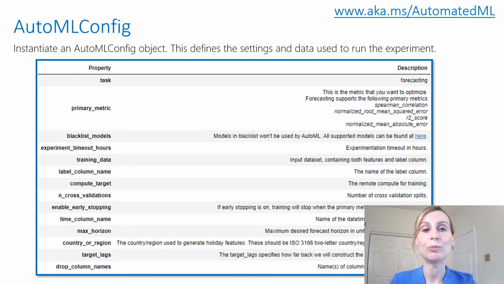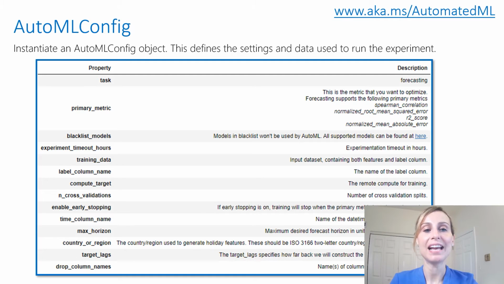Then you have multiple primary metrics that you can select. This is the metric that you want to optimize. In terms of blacklist models, there are many different models that of course you don't want to run because you know that they are not very good with your specific data science scenarios, so you can blacklist them so that AutoML is not going to use them for any runs.